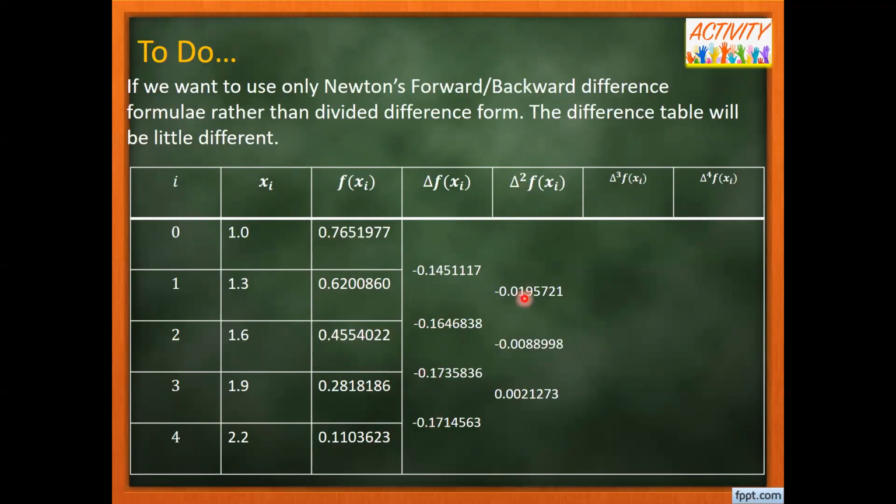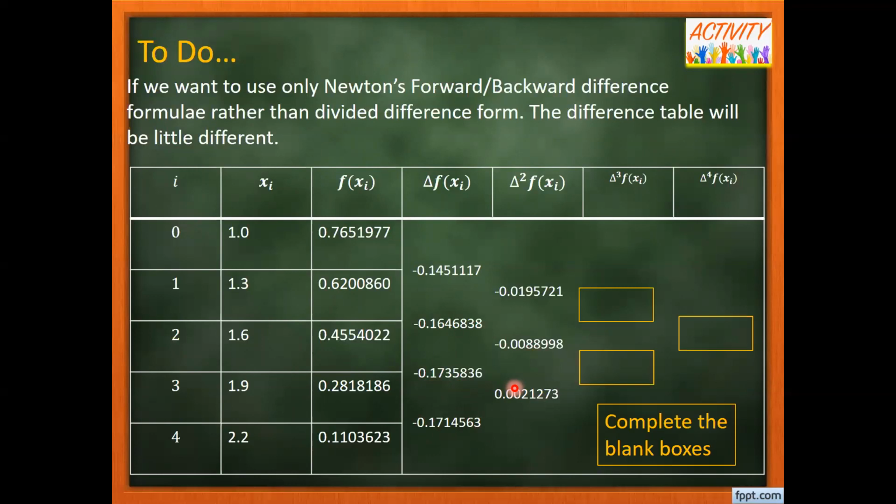Now for the second order difference, just subtract these two values. Minus 0.16 minus this value, you get this one; minus 0.17 minus this value, and you get this value; minus 0.171 minus this value. So this means that the laborious work that we have to do for divided difference interpolation is reduced now. I left the last two columns for you to complete. Complete these columns to complete the difference table for forward and backward.